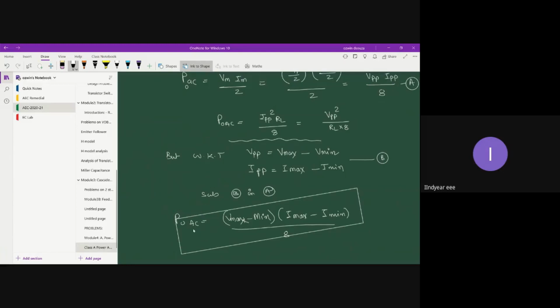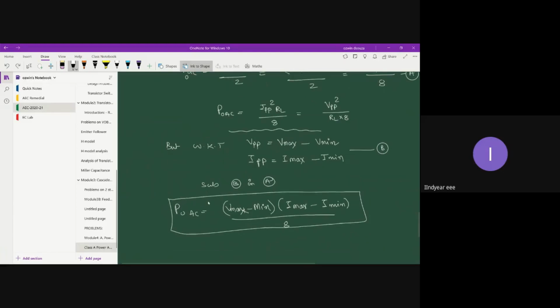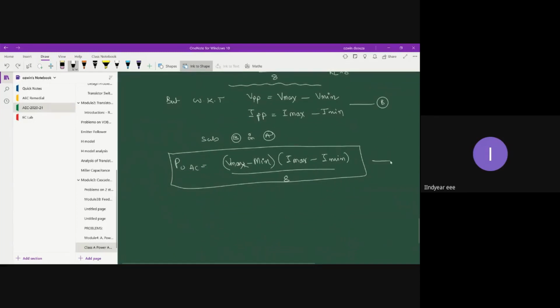This is the expression for power, in terms of maximum and minimum values. Now, I would say this is a very important expression when it comes to the calculation of efficiency. I'll tell you. So therefore, conversion efficiency.